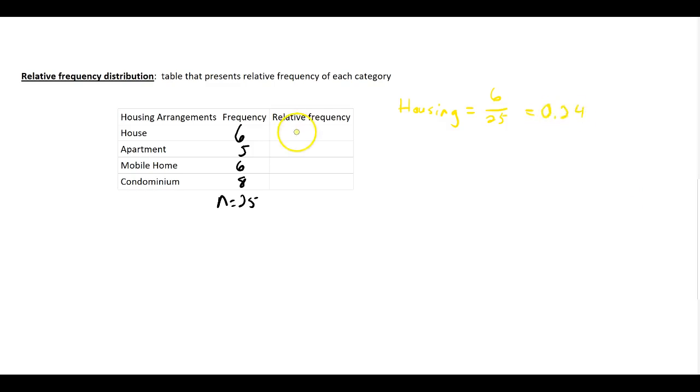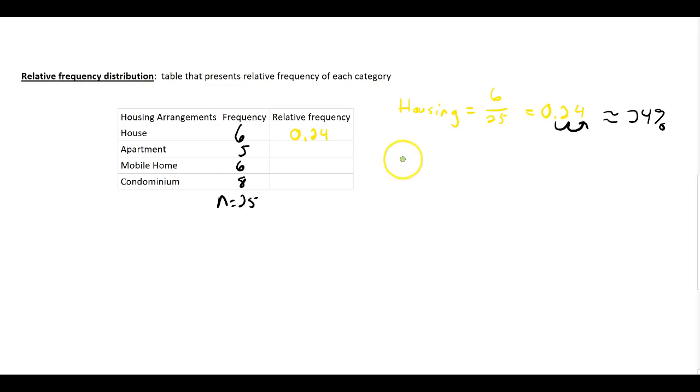0.24. So that's 0.24. This is the same thing as 24%, because when we're looking at percentages, we move the decimal place over twice. So this is approximately 24%. When we're doing relative frequencies, we leave it in the decimal form though, okay?